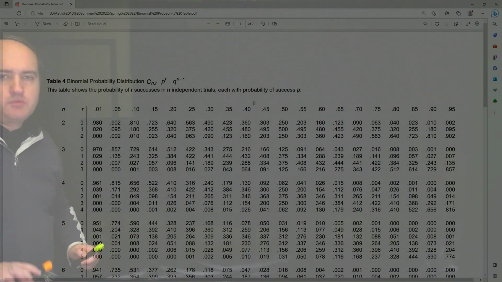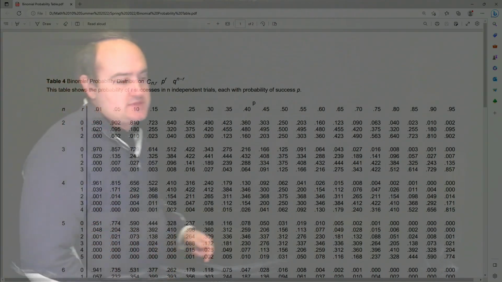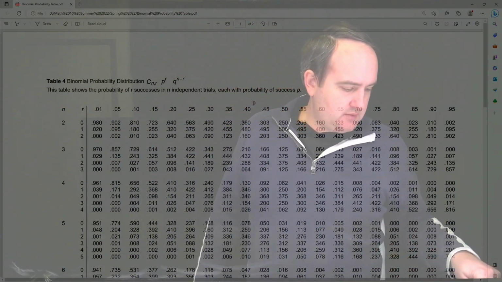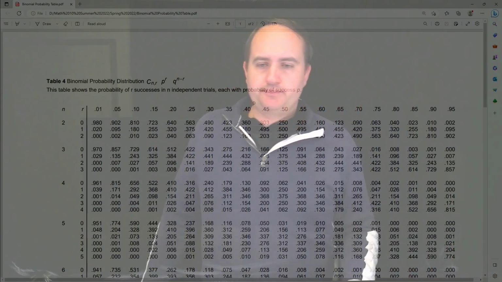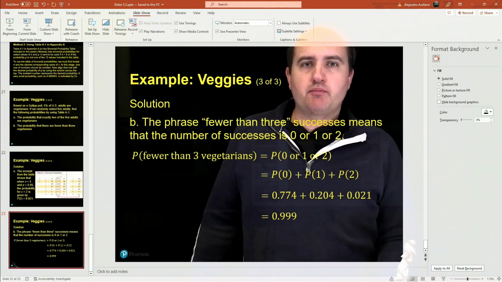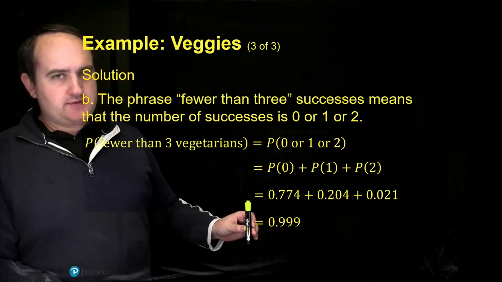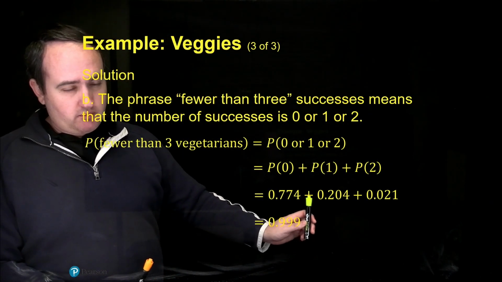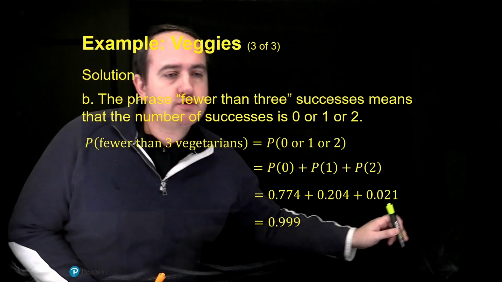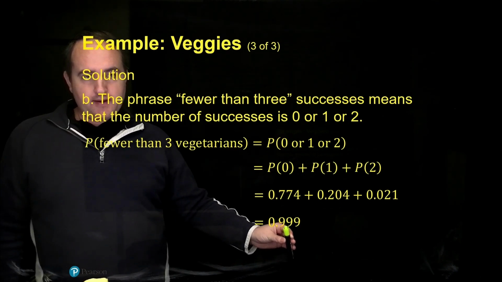And then because they're using the word or, we just add these up on our calculator, and that enables us to very quickly and efficiently get to the result. Okay, so that's really much quicker than the formula when you have to look up multiple probabilities. Okay, so as you can see, they got the same numbers here, so 0.774 plus 0.204 plus 0.021. And then if you add those up on your calculator, you're going to get 0.999.